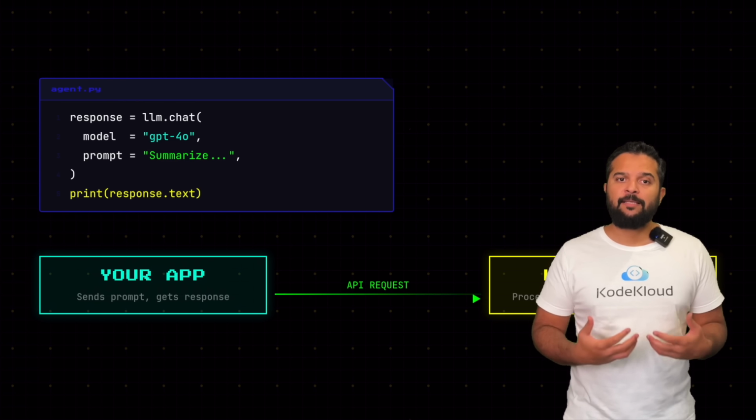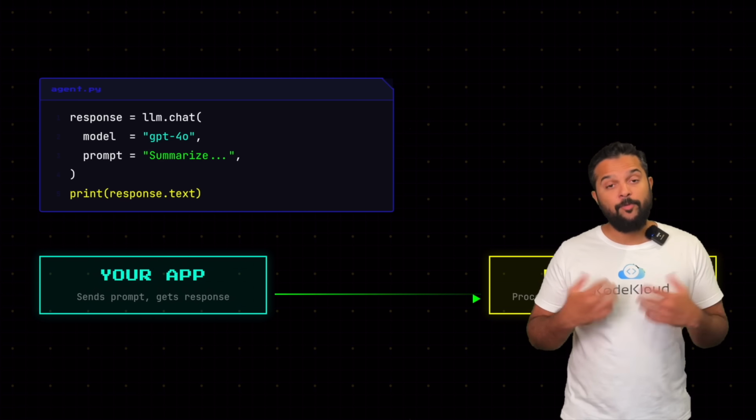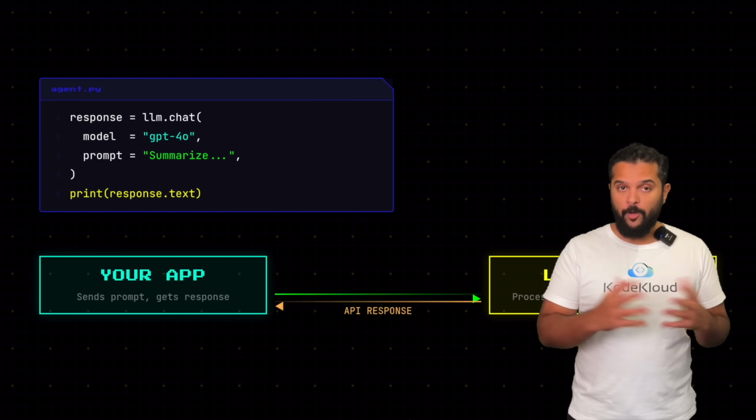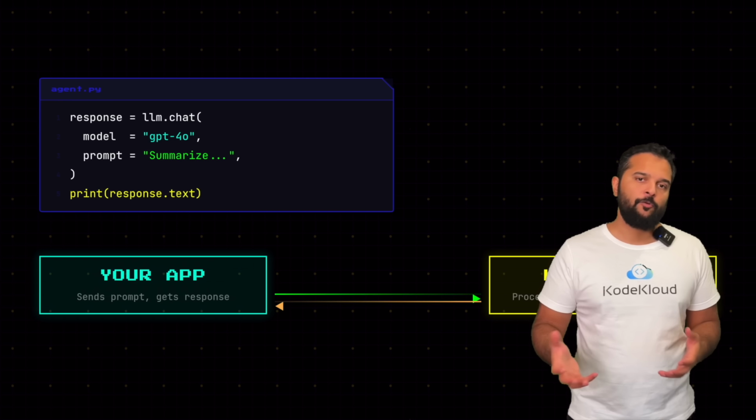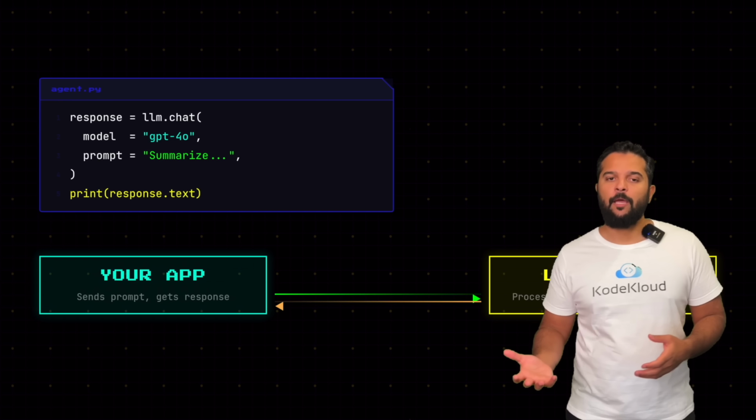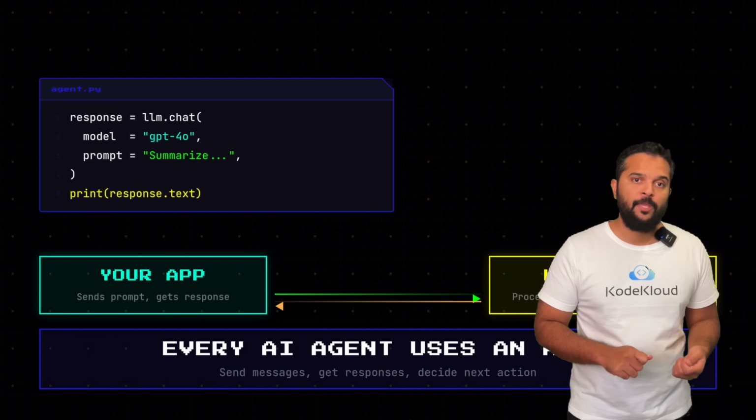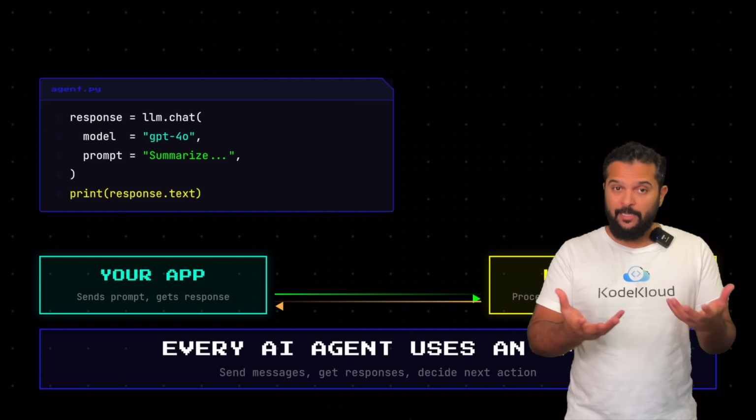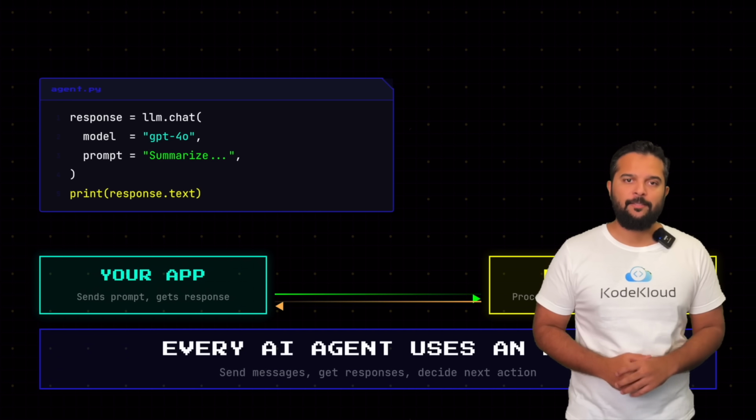Your application sends a request to the LLM provider, something like summarize this text. The provider processes it through the model and sends a response back. It's a simple back and forth, request in, response out. Every AI agent is built using an API. The agent sends messages to the LLM, gets responses back, and decides what to do next.